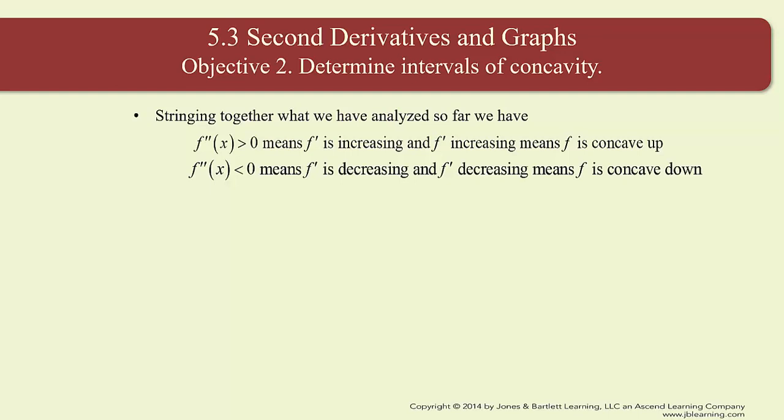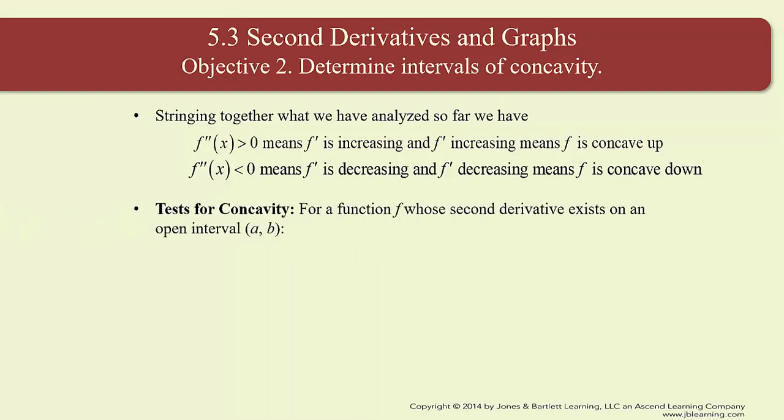Likewise, we know where the second derivative is negative. That tells us where the derivative is decreasing. And where the derivative is decreasing tells us where the function is concave down. So now because we've strung all this stuff together, we can condense this down significantly and have the second derivative just immediately tell us something about the function itself.